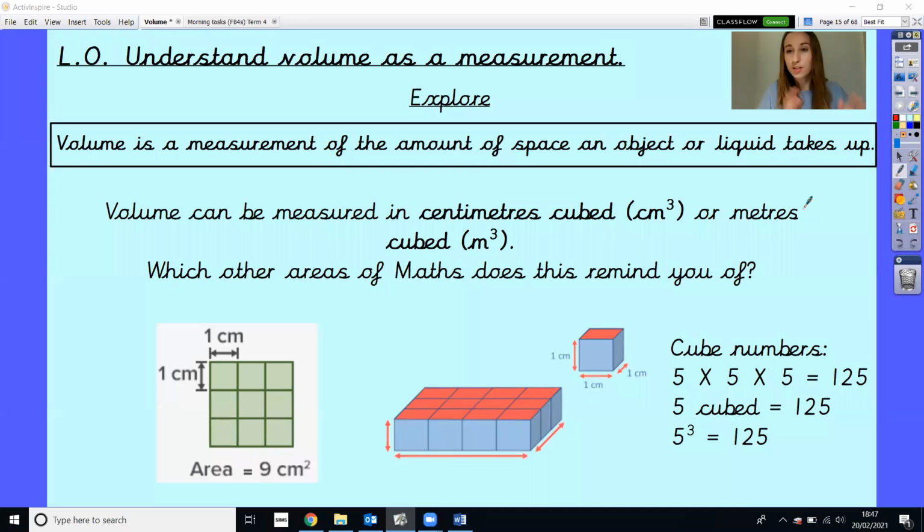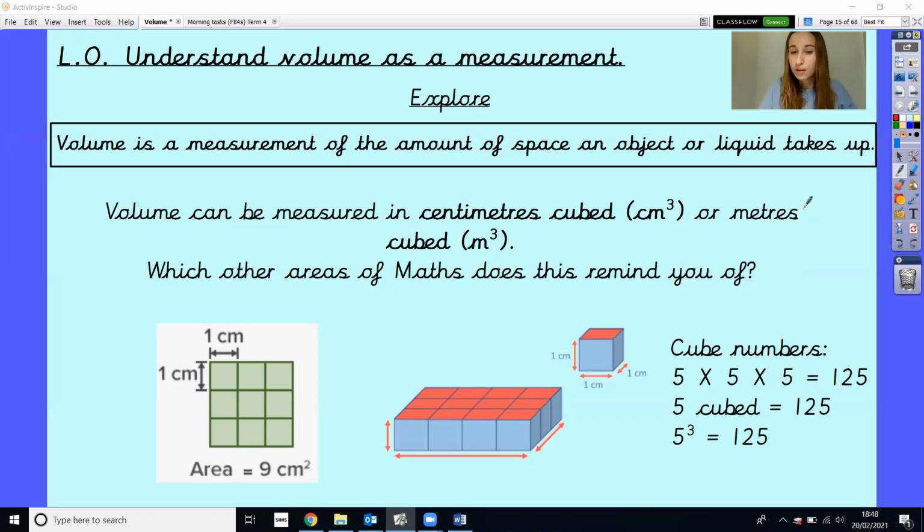Right, we're going to move on to the next challenge, thinking about volume now. If you weren't quite sure about the counting cubes part, you might want to go back and look at that. But if you're ready to move on, then move on with me. So remember, volume is a measurement of the amount of space an object or liquid takes up. Now, we can just count cubes. If we've got a shape that's made of cubes, we can say it's this many cubes, that's its volume.